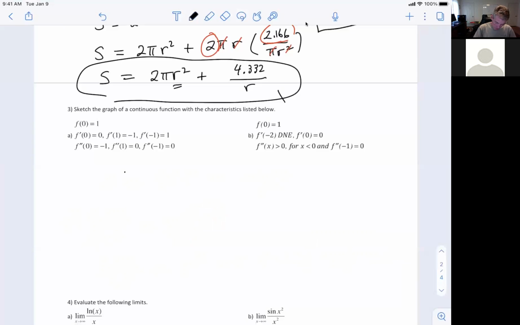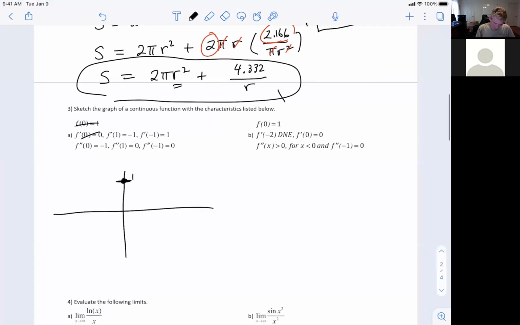So for the first one, f of 0 equals 1, so there's a point on the graph. So that part is done. And the derivative equals 0. So that means that it would be a horizontal tangent line. So I'll just put a little horizontal line right there to remind me. That one's done.